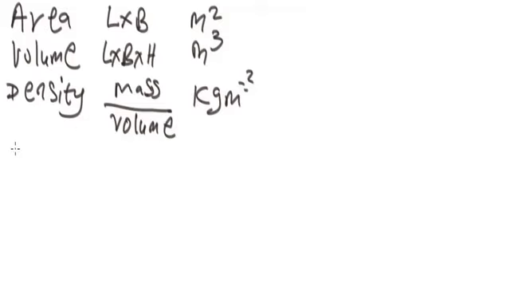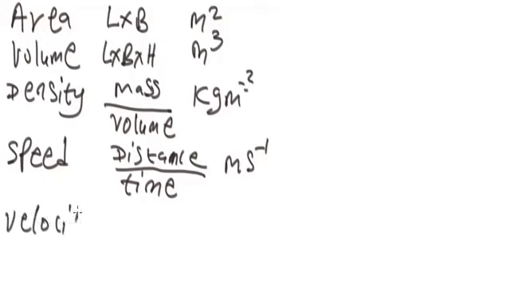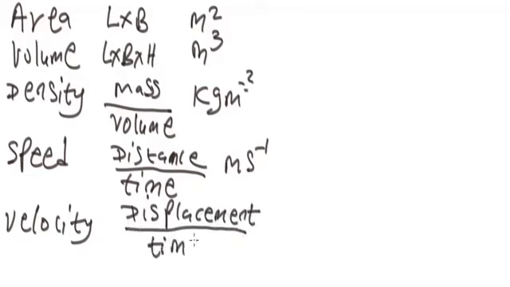Right, so we also have our speed. So speed is calculated using distance over time. So this is distance over time, and the unit of speed is meter per second. Alright, so we also have our velocity. So velocity is calculated using displacement over time. Displacement over time, and it has the same unit as speed, meter per second.